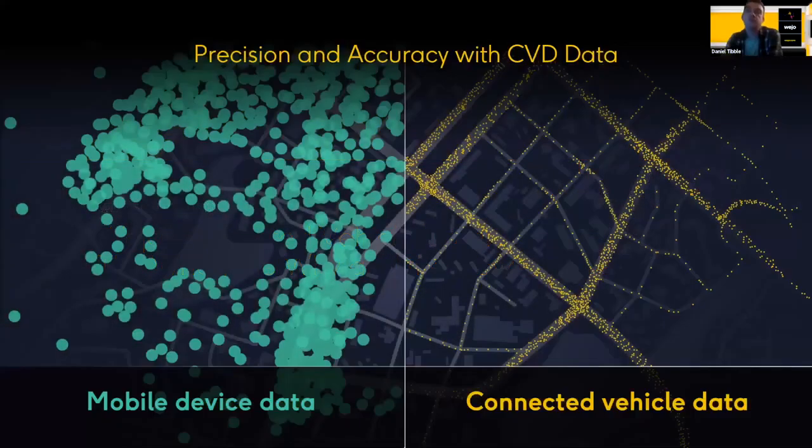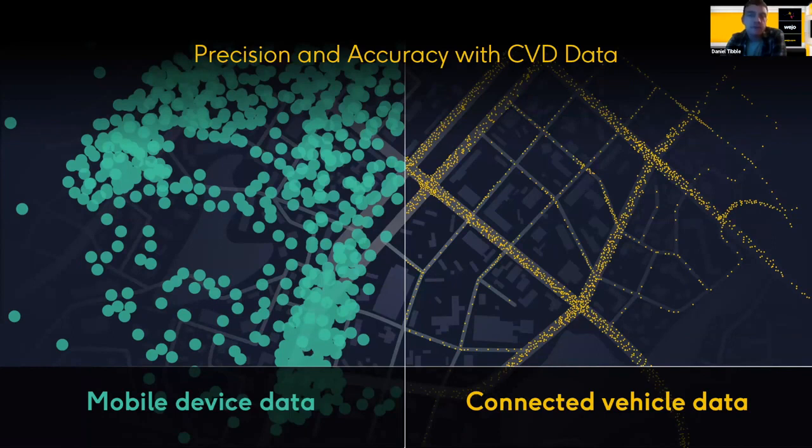A common source of mobility data at the moment is mobile phones. Mobile phones are ubiquitous. Everyone's got one probably in the pocket or on the desk right now. But actually, if you want to look at mobility, if you want to look at actually what's happening on the road, connected vehicle data, we think and we know, is more useful in these use cases. The key difference being that it's produced by the car itself.